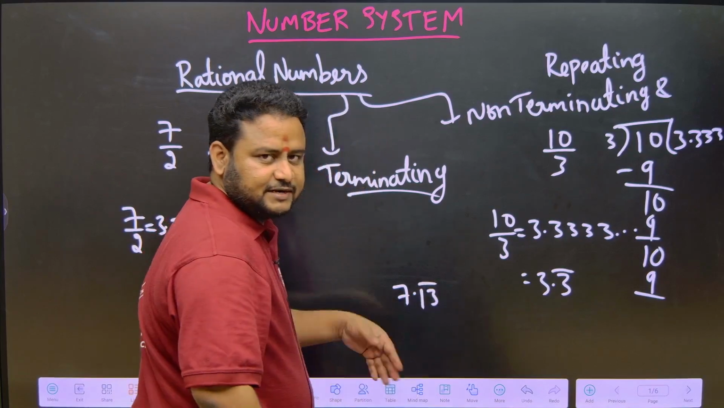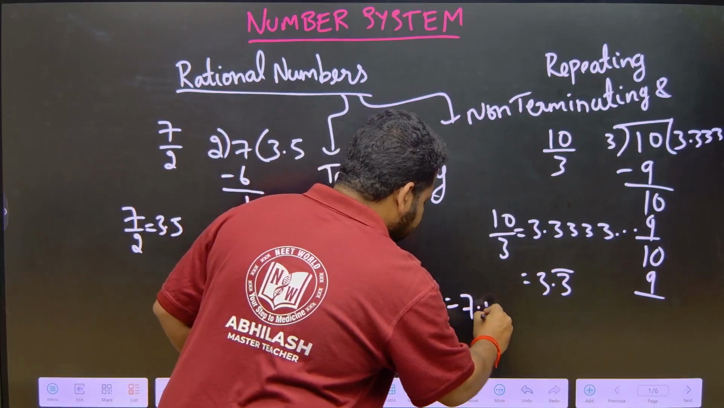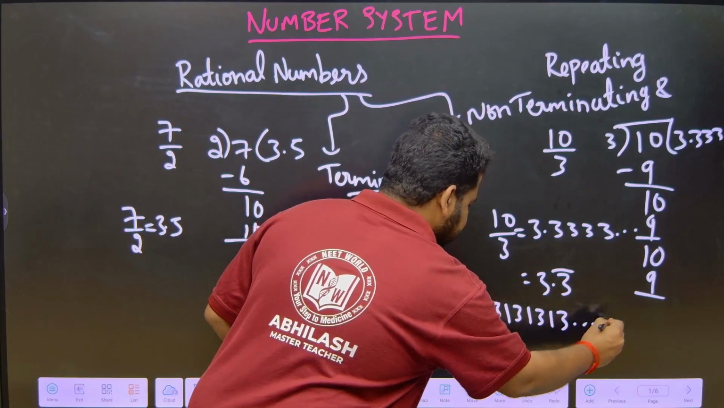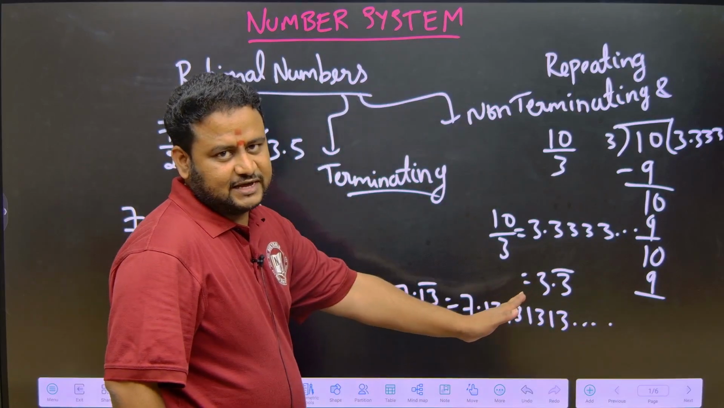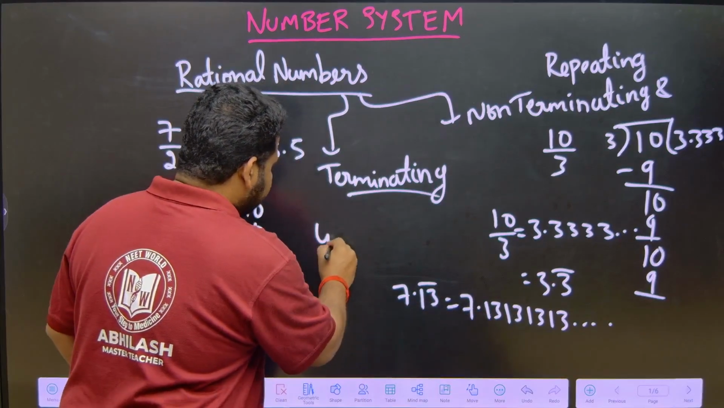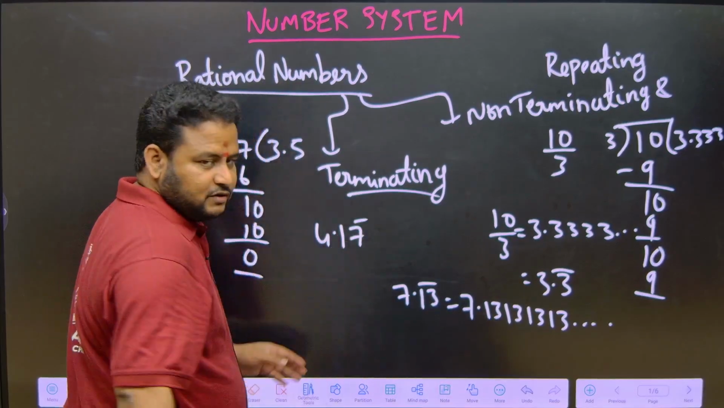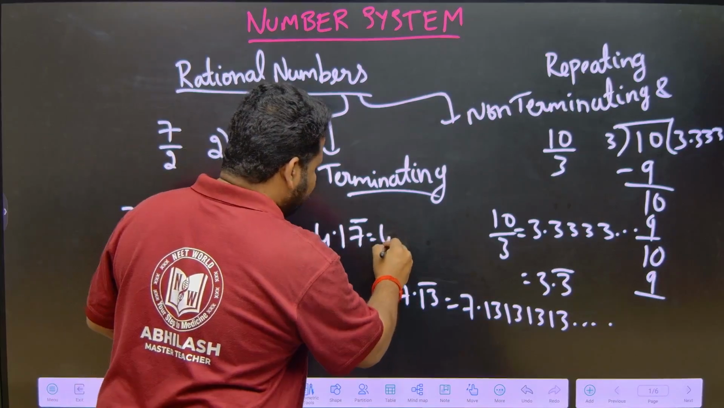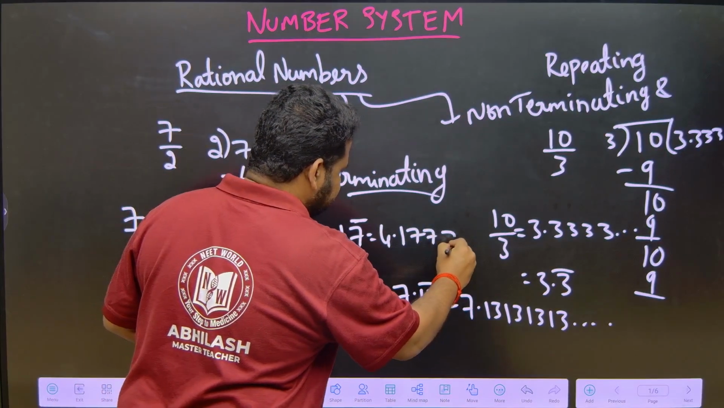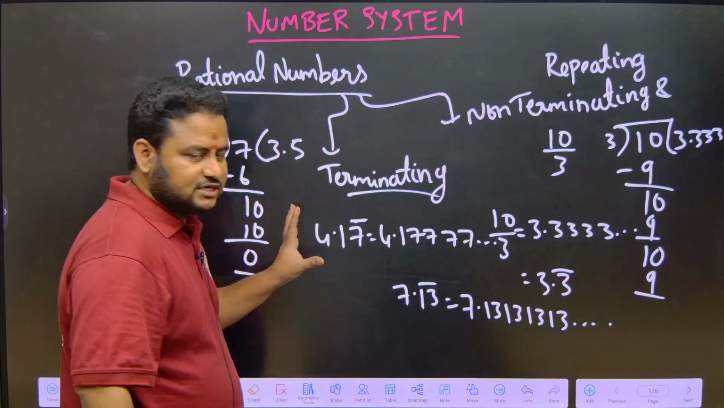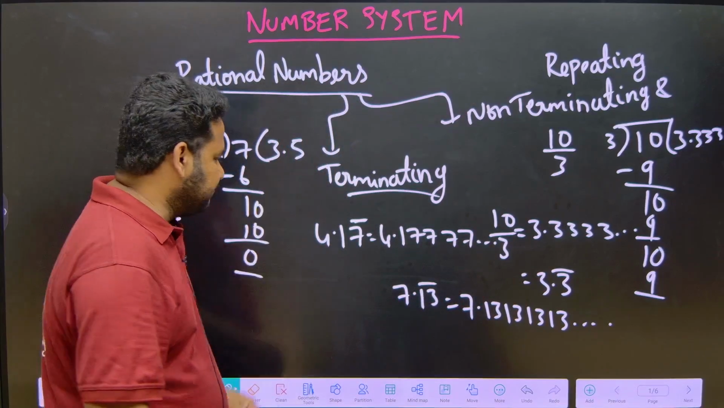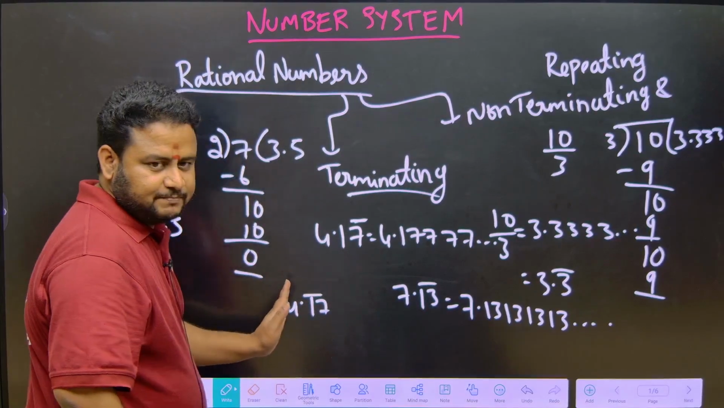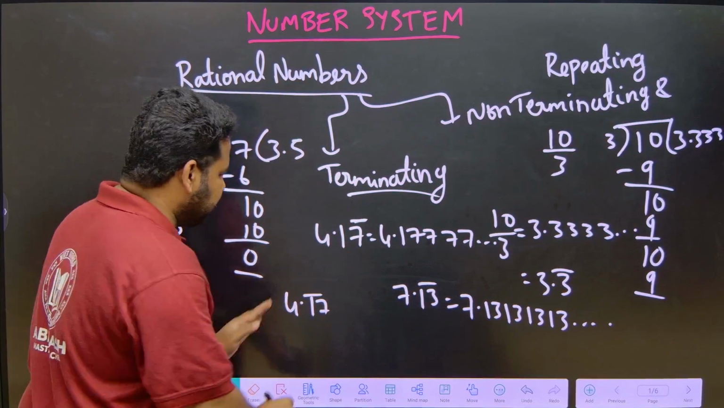Suppose I have something like 7.13 bar, this can be written as 7.1313, 1313, 1313, it goes on like this. That is, 13 repeats itself again and again. Suppose I write 4.17 bar, with the bar only over 7. This can be written as 4.177777, it goes on like this. So, that is the meaning of this 4.17 bar. If I write it as 4.17 whole bar, the bar should be over the entire thing here.